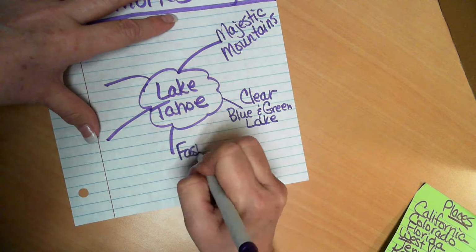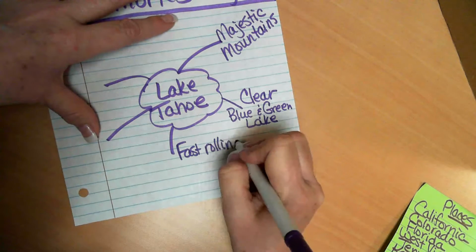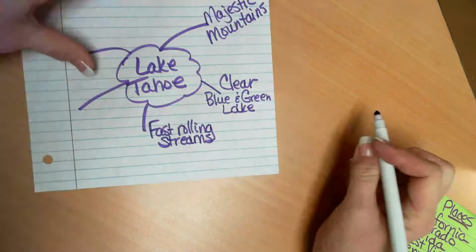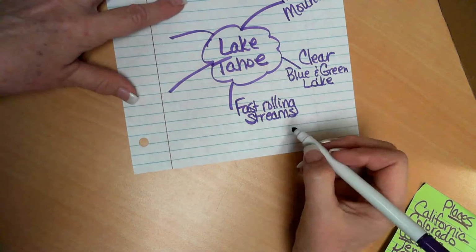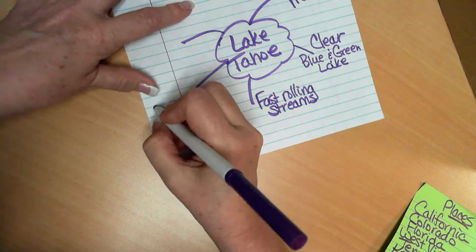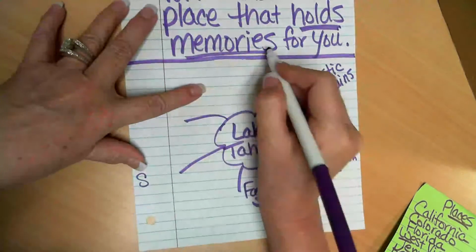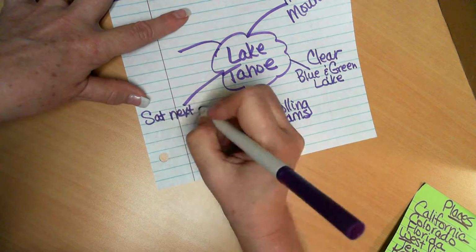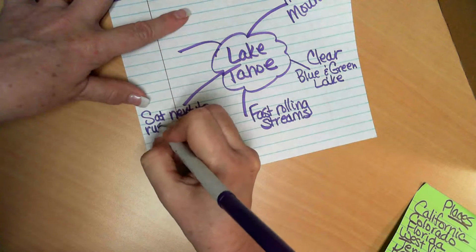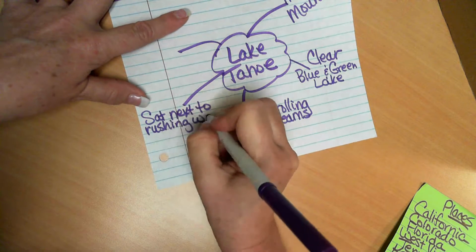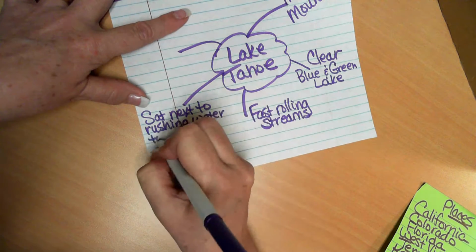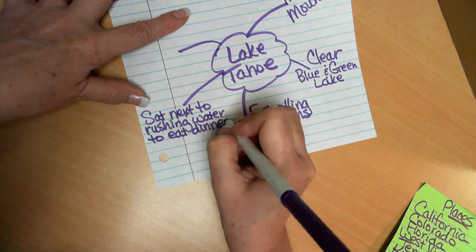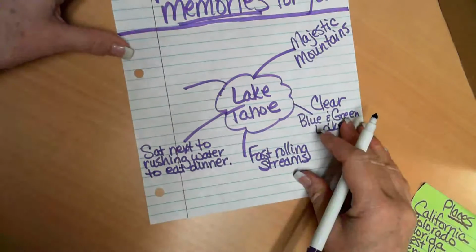All right, let's see. Fast rolling streams. You go up in the mountains just a little ways and you get some fast rolling streams. Oh, a memory here. We sat, because remember, the heart holds memories, we sat next to rushing water to eat dinner. Oh, it was a beautiful sight. I could really explain that.